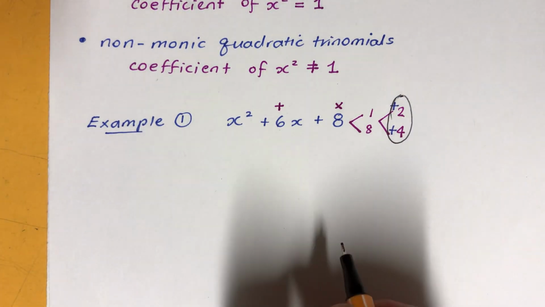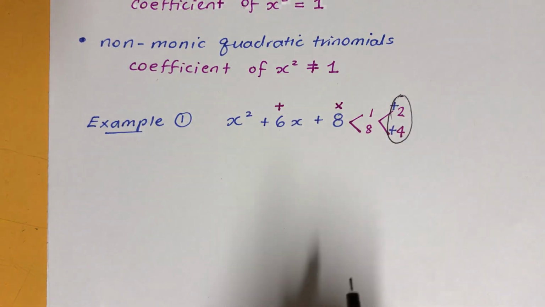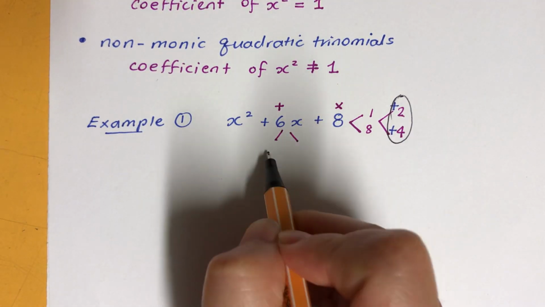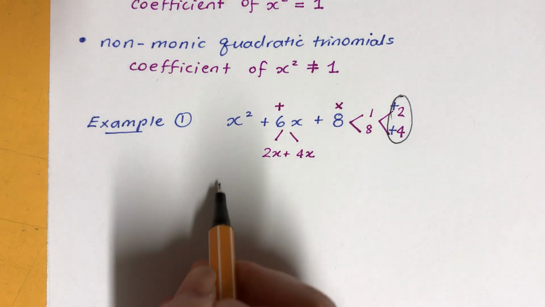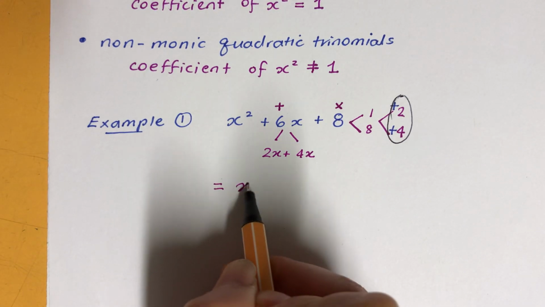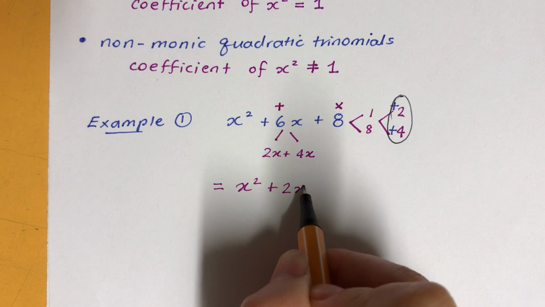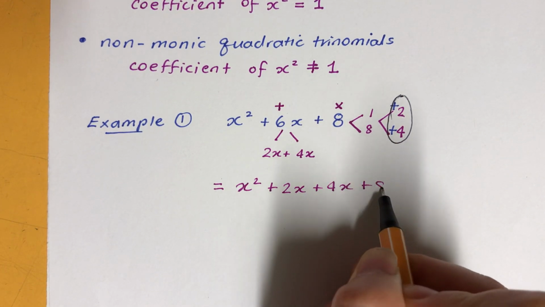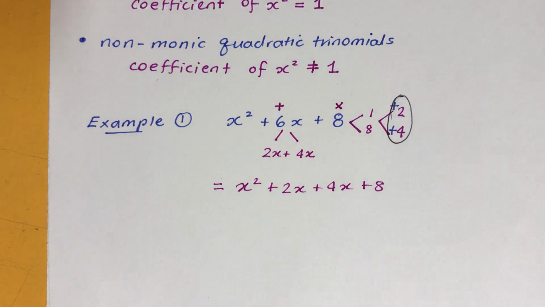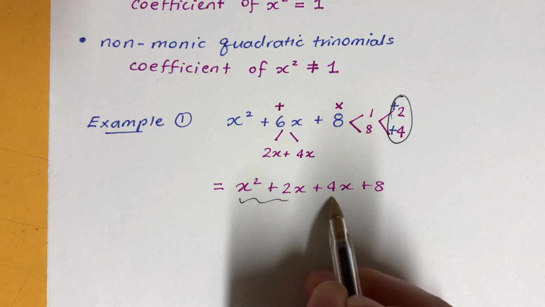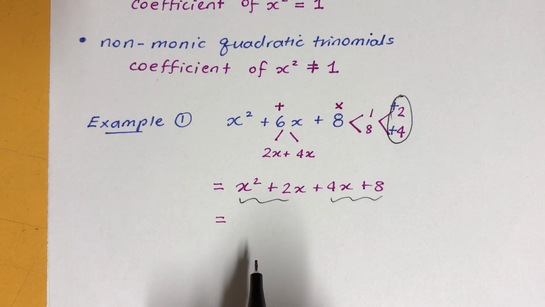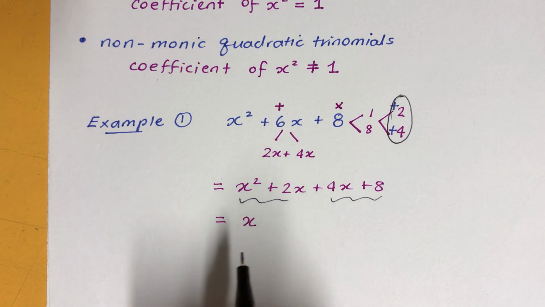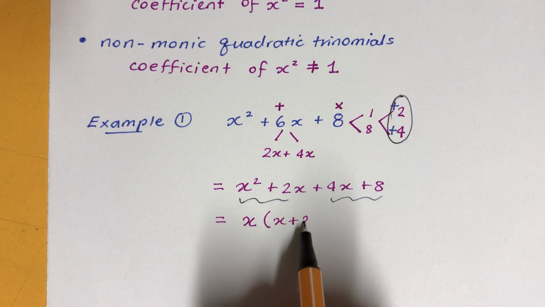So what am I going to do now? I'm going to separate this into 2x plus 4x. That's what we do when factorizing by grouping. So I'm going to rewrite this as x squared plus 2x plus 4x plus 8, and I'm going to group this and this together. What's the common factor in here? It'll be x. So I write x in front, brackets x plus 2.